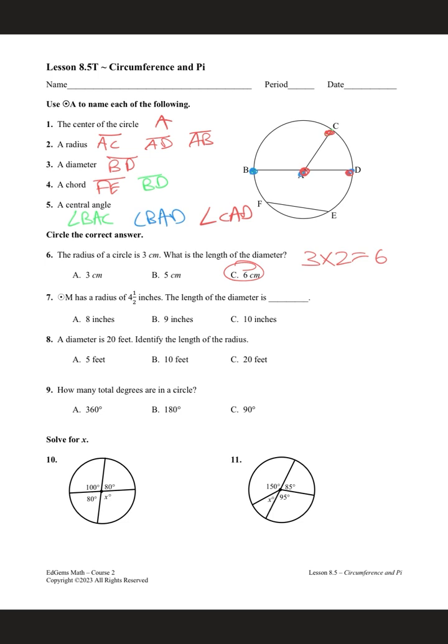Circle M has a radius of 4.5. The length of the diameter is, well, just like I said in number 6, the radius is half of a diameter. So if you want to find the diameter, you take the radius, in this case 4.5, you multiply that by 2, and you get 9.